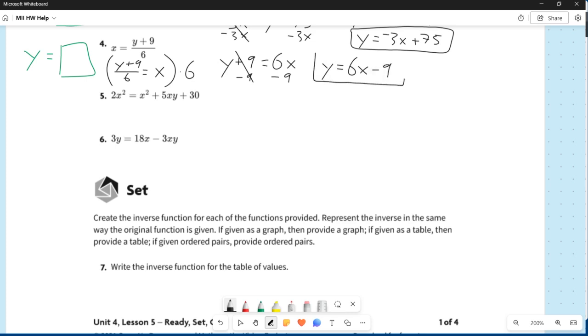Although you could technically write this as negative 9 plus 6x, that would definitely be an unusual way of expressing that. Again, it wouldn't be wrong, but if you can express something in slope-intercept form, why not do it, I guess? So yeah, y equals 6x minus 9.